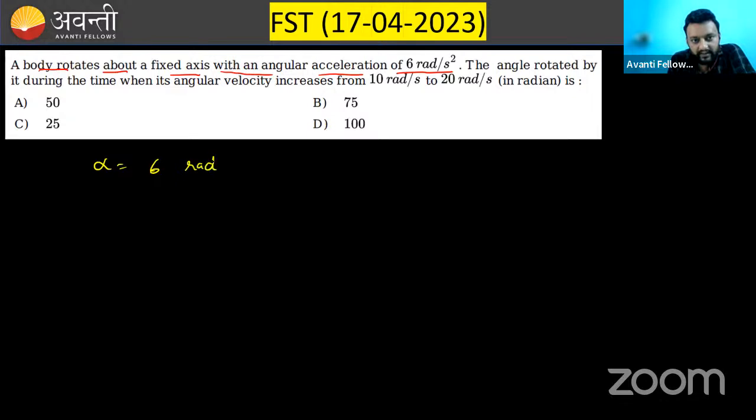Alpha is 6 radian per second square. They are asking for the angle rotated by the body during the time when its angular velocity increases, that means the initial angular velocity is 10 radian per second and the final angular velocity is 20 radian per second. So theta is what they are asking.